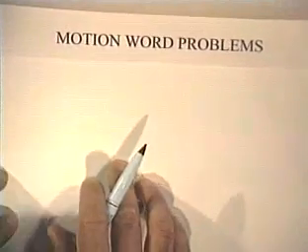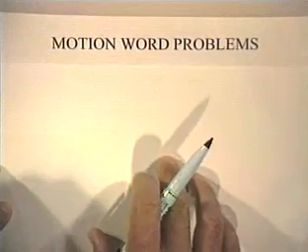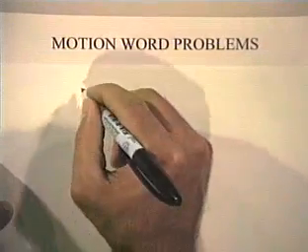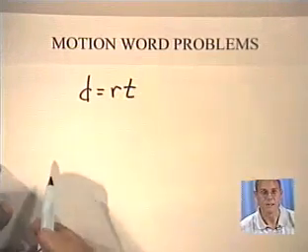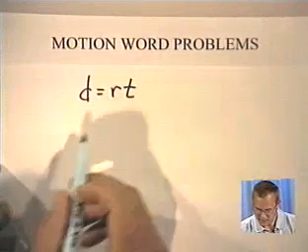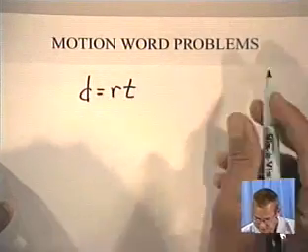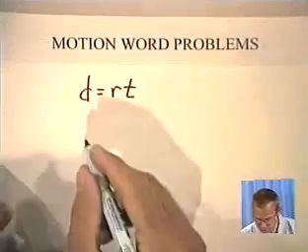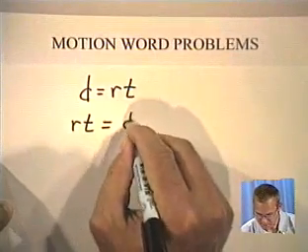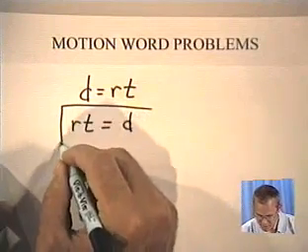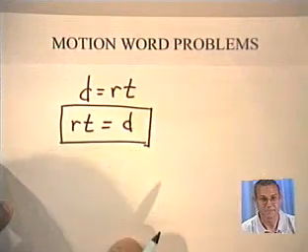Motion word problems. The last type of applied word problem that we'll talk about are motion problems. Whenever we encounter a motion problem, we are going to use the following formula: D equals R times T, distance equals rate times time. Certainly we could interchange each side of the equal sign and use the formula rate times time equals distance. So throughout the following examples, I will be using this formula.